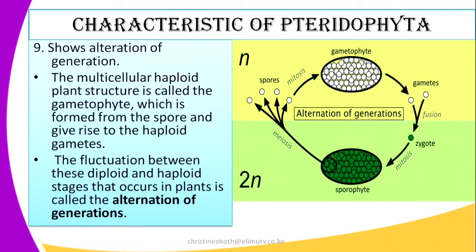So the multicellular haploid plant structure is what we call the gametophyte, which forms from the spores and gives rise to the haploid gametes. The fluctuation between the diploid and the haploid stages that occurs in plants is what we call the alternation of generation. We have the gametophyte and we have the sporophyte. Each undergoes a significant process, either mitosis or meiosis, to produce the gametes, after which there is fusion of both to form the zygote. So that is what we refer to as the alternation of generations.